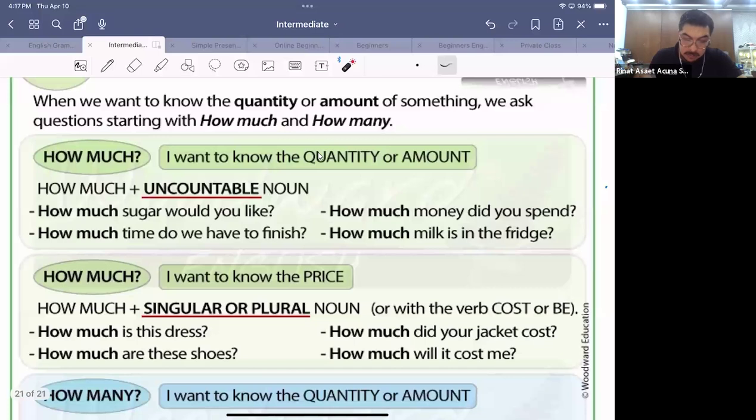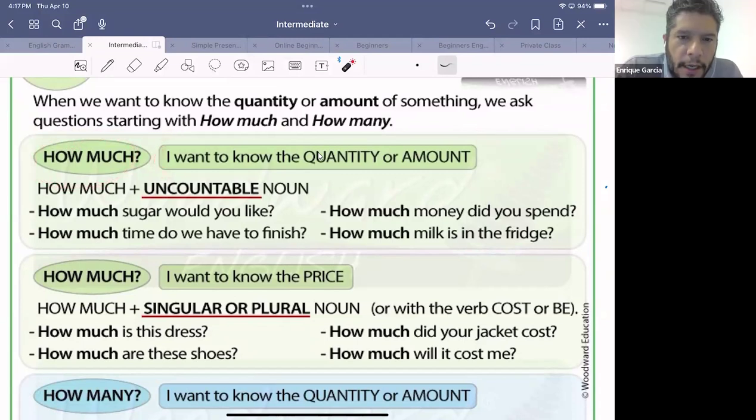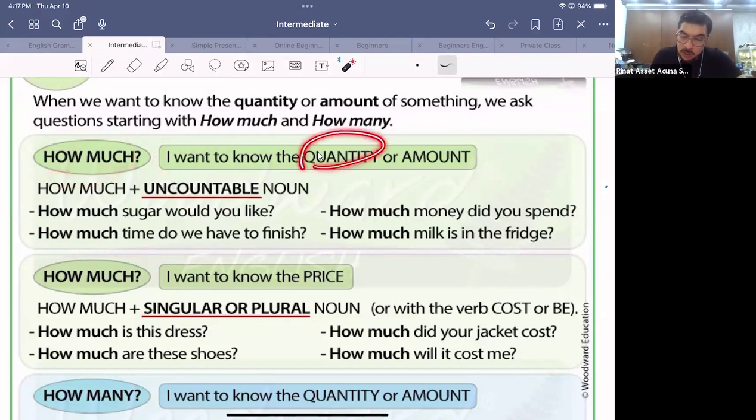Now we have to figure out when we use it. It says here how much. Go ahead and read me this part. I want to know the quantity or amount. Very good. So whenever you use how much, it's because you want to know the quantity or the amount of something. It can be, for example, in the store, with a client, or even in a conversation with your wife. So how much is going to talk about quantity and amount.